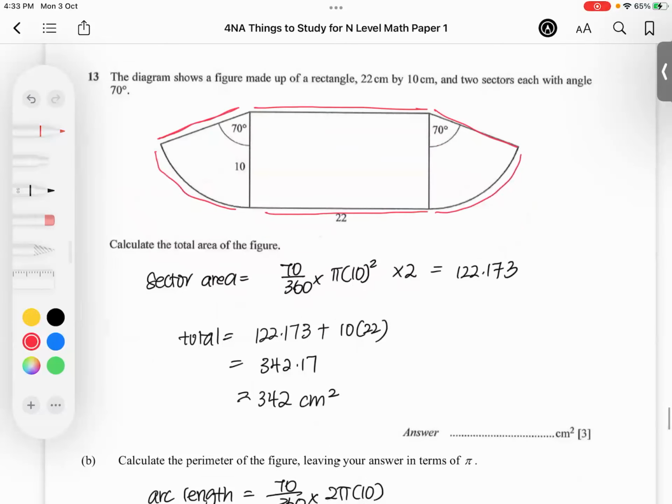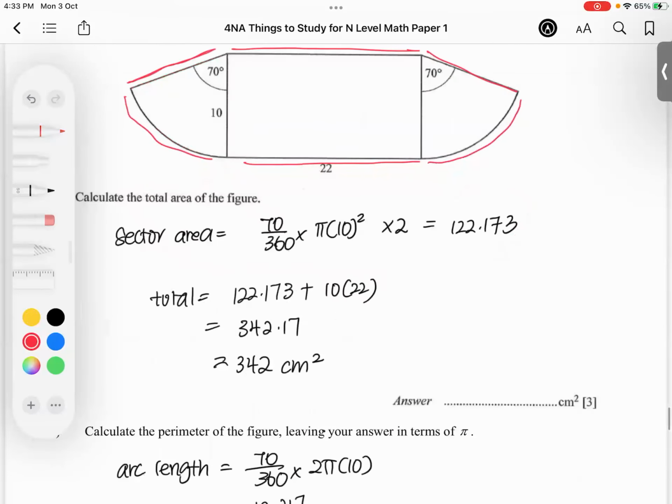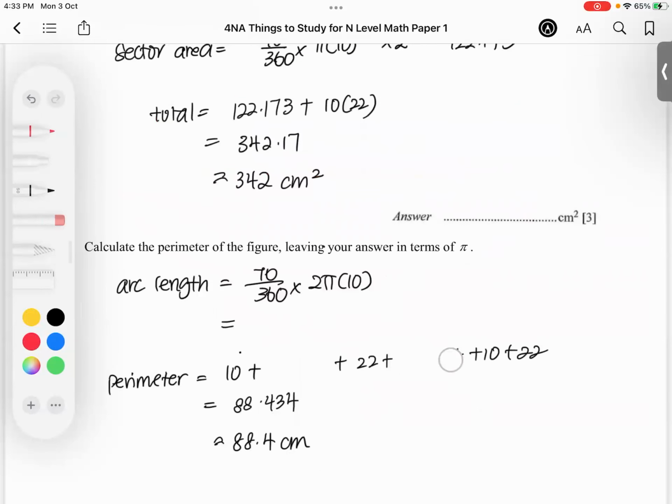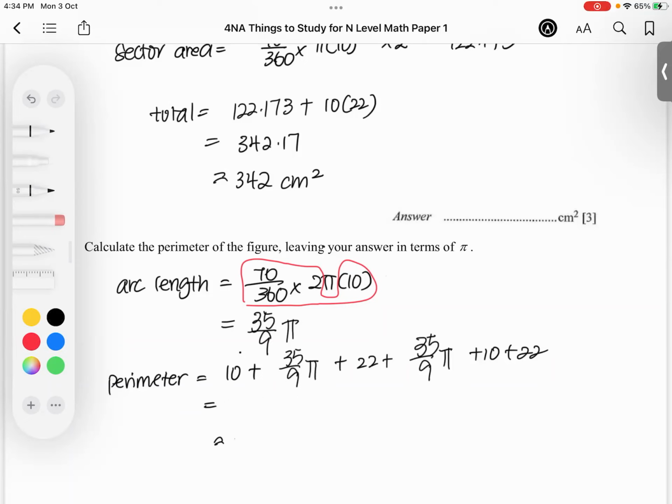But the question says leave your answer in terms of pi. I also never wrote the correct answer. The question says leave your answer in terms of pi, so I should calculate all these numbers in terms of pi. Let me write this number: 70 over 360 times 2 times pi times 10. This number I got is 35 over 9 pi. So 35 over 9 pi, 35 over 9 pi. Then I will leave this in terms of pi. I can only add the numbers: 10 plus 22 plus 10 plus 22.